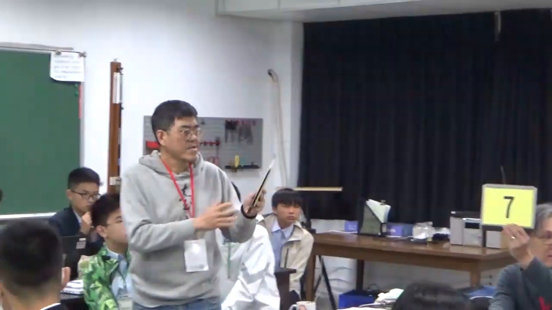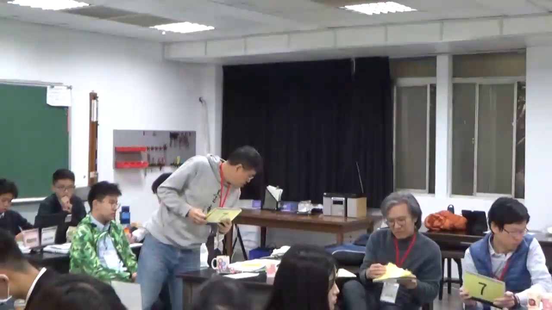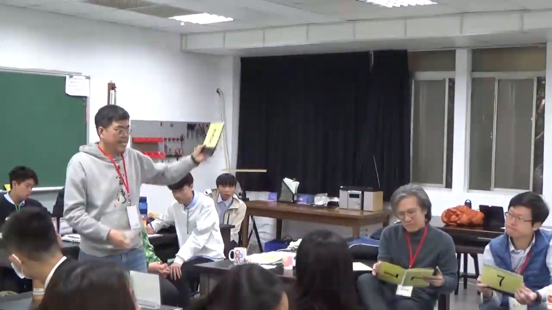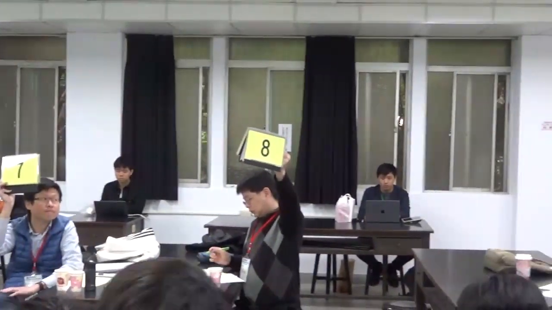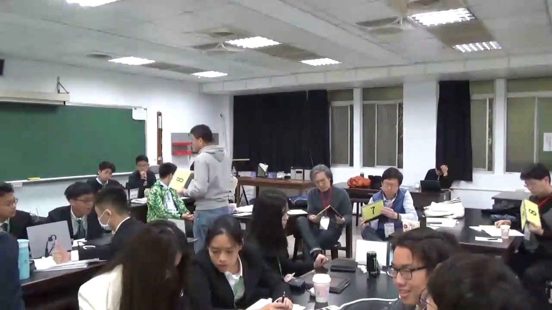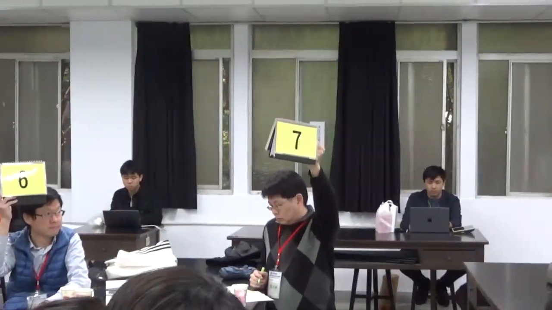The score for the reporter: 7, 7, 7, 7, 8. The score for the opponent: 8, 9, 7, 8, 9. The score for the reviewer: 6, 6, 6, 7, 7.